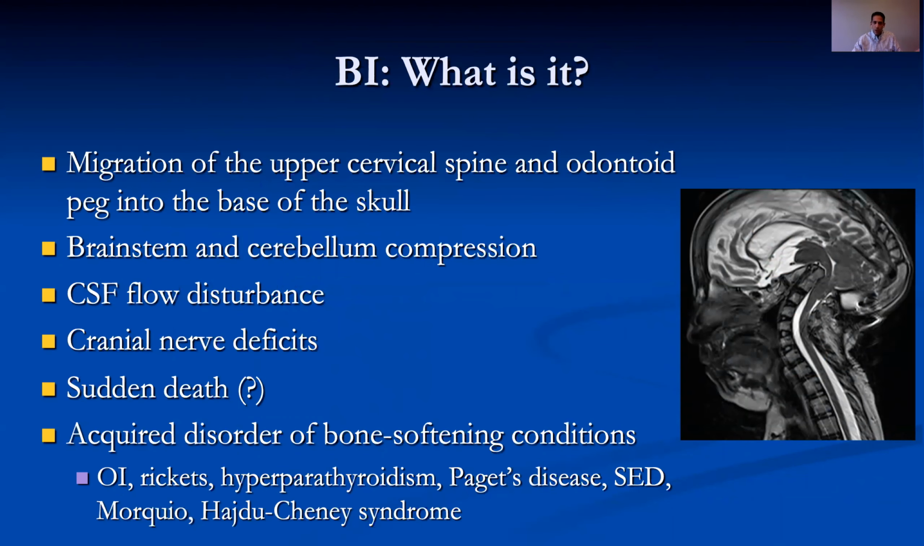What is it? Well, we know it's a migration of the upper cervical spine and the odontoid, which is the C2 peg, into the base of the skull. And obviously that creates a problem for the brainstem and the cerebellum, which get compressed by this problem. It can result in flow disturbances of the cerebrospinal fluid, cranial nerve deficits, even sudden deaths in some cases. And you can see it in many different bone softening conditions besides OI, like rickets, Paget's disease, rheumatoid arthritis, and some of the other skeletal dysplasias.